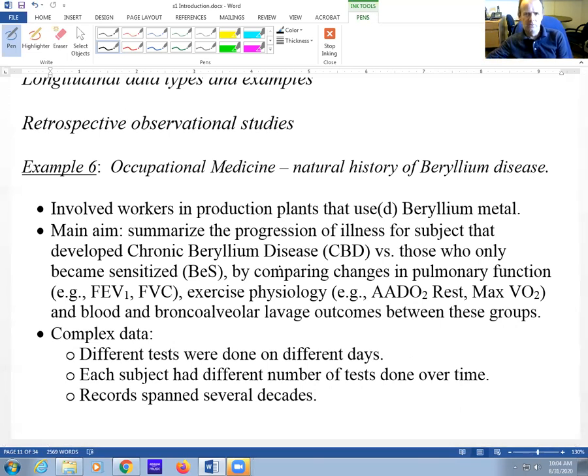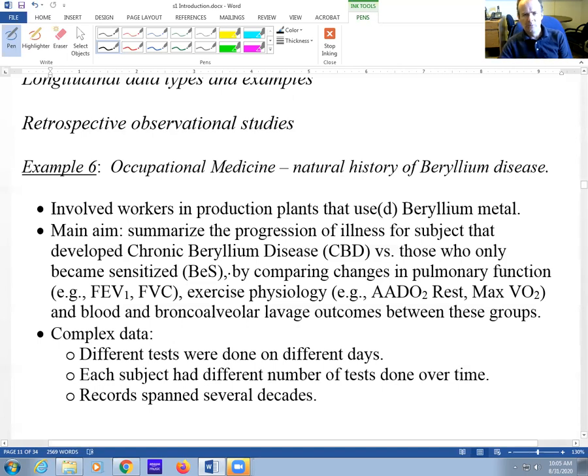There's other plants across the United States using this metal. When workers would become sick, they would come in and get tested. We would evaluate their lung function and the exercise physiology measures and so forth, and monitor that over time. We compared people that actually came down with chronic beryllium disease to people that were just sensitized to the metal.